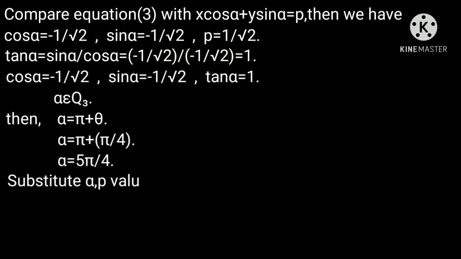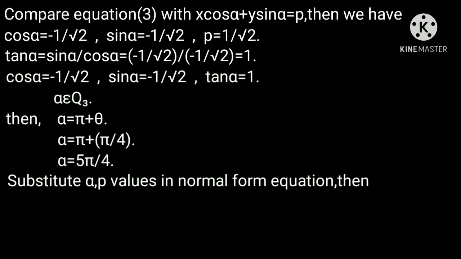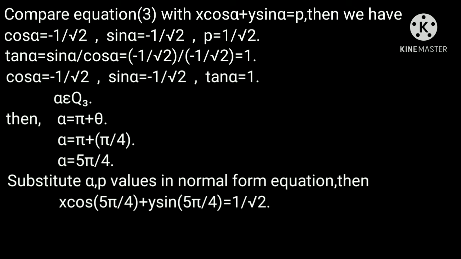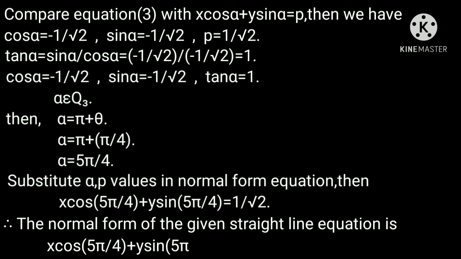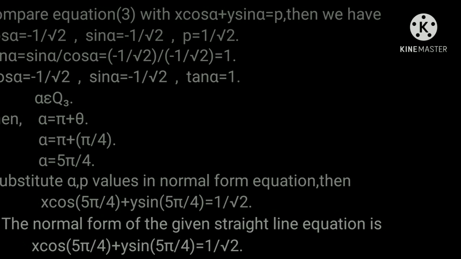Substitute the alpha and p values in the normal form equation, then x cos 5 pi by 4 plus y sin 5 pi by 4 equal to 1 by root 2. Therefore, the normal form of the given straight line equation is x cos 5 pi by 4 plus y sin 5 pi by 4 equal to 1 by root 2. This is our given problem solution.